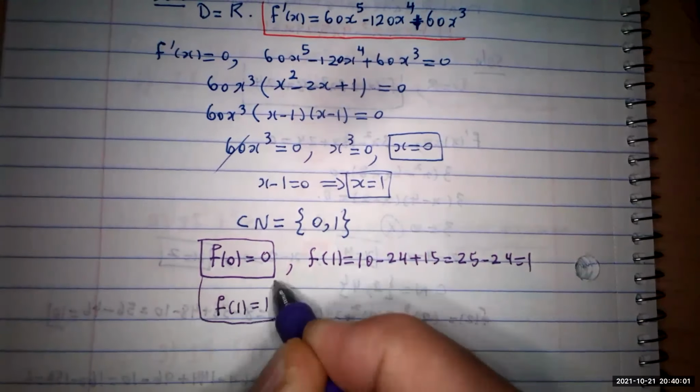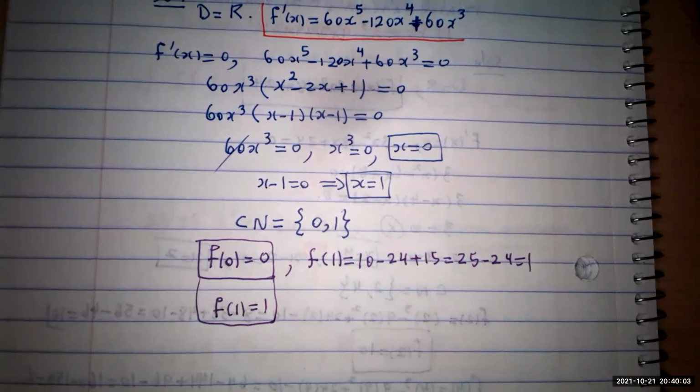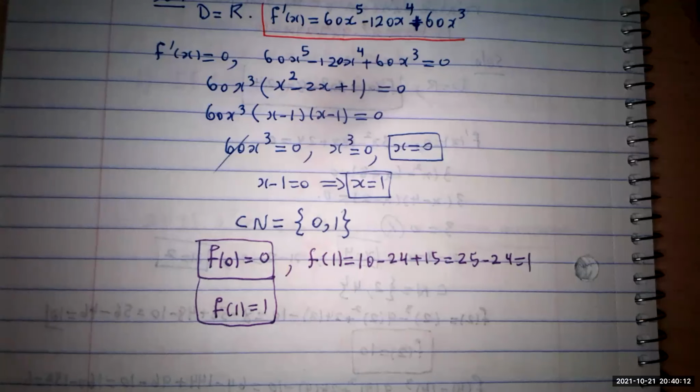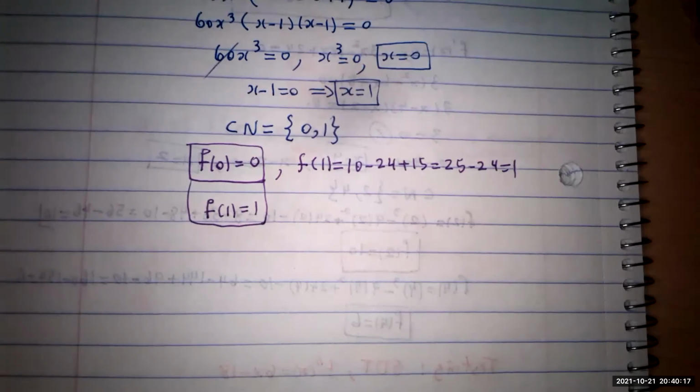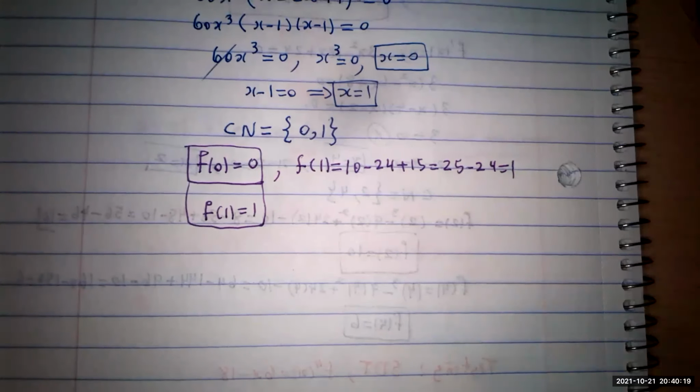So these are two candidates for the maximum and the minimum. We want to know which one is the max and which one is the min. We have to test it. We have two choices, the second and the first derivative tests. You've been asked to use the second, so testing.